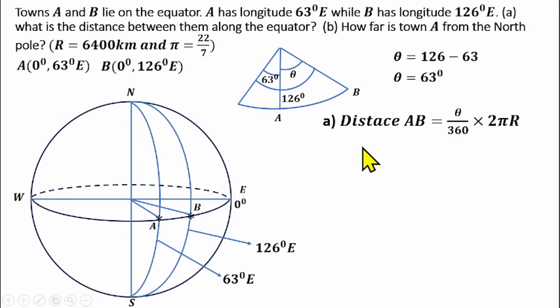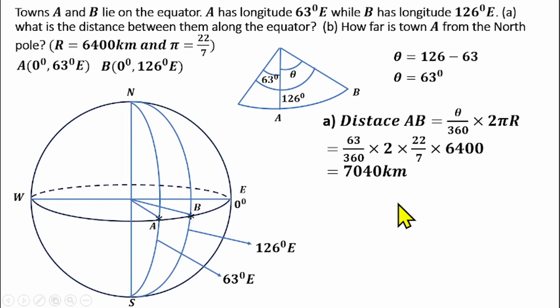Therefore, to find the distance between town A and town B, that will be theta over 360 times 2 pi r, since we are doing it along the great circle, which is this equator. If you substitute, you have 63 divided by 360 times 2 times 22 over 7 times 6,400. If you multiply out, we have 7,040 kilometers for the distance between town A and town B.